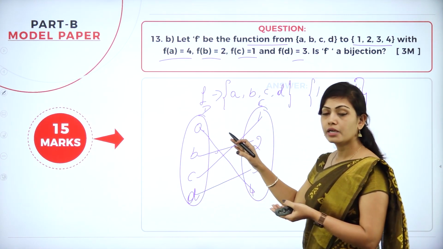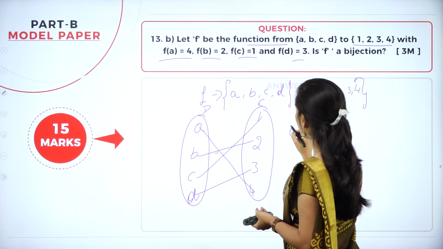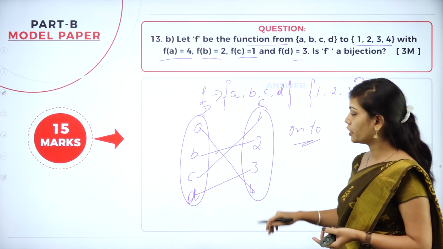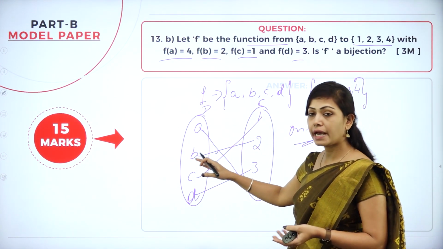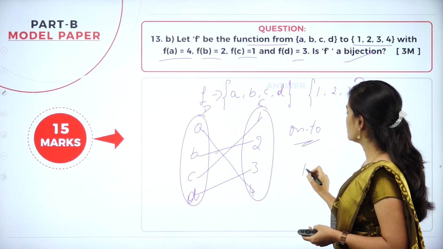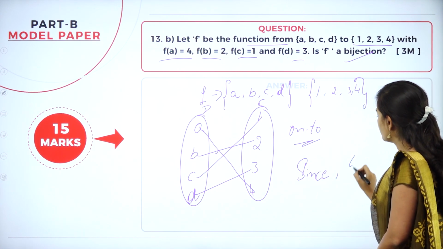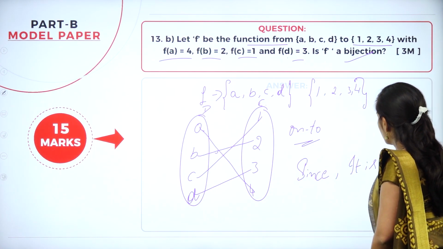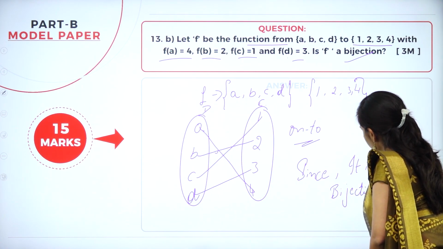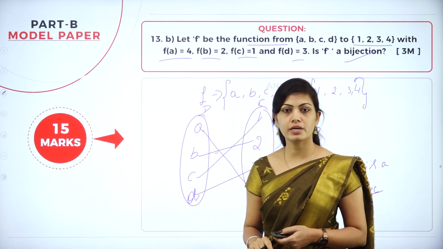So every element has an image in the codomain, that is, one-to-one and onto function is called a bijective function. So here every element of the domain has an image in the codomain. So it is a bijective function. Clear? This is called a bijective function.